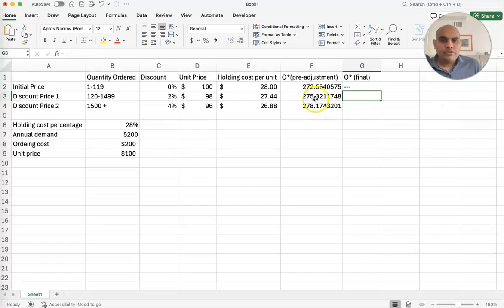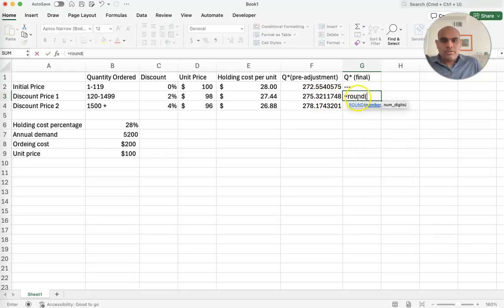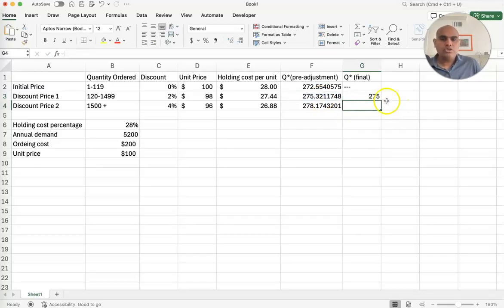Second, if this number is within the range like it is here, then you keep the number, right? Now I am obviously going to round this. I'm going to round this to 0 decimal places, up to the closest value. So 275, that's the value of Q star here, 275.